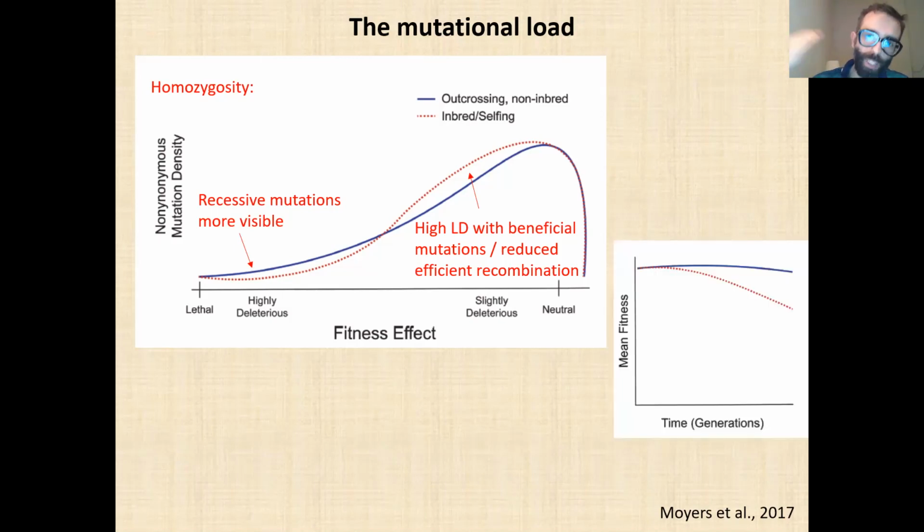And in the long term, that will lead to an accumulation of these slightly deleterious mutations in the genome, which is exactly what we call mutation load or genetic load. And across time, it is predicted that the fitness of the overall population in a selfing or inbred population will slowly decrease because of the accumulation of these slightly deleterious mutations.